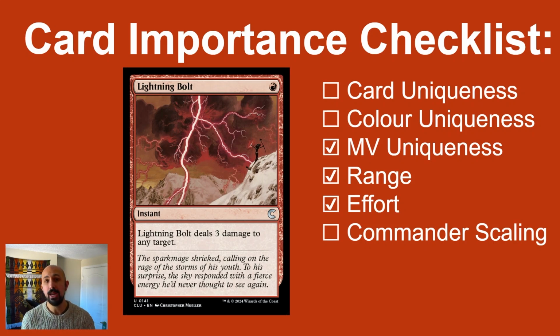Likewise, range is really, really high. It hits any target. It's planeswalkers, creatures, players, and I guess battles too. That's really, really strong. And finally, effort, there's no clause to it. You don't need to sacrifice a land. You don't need it to have attacked this turn or anything like that, right? It's just online, it's just working, and it's good.